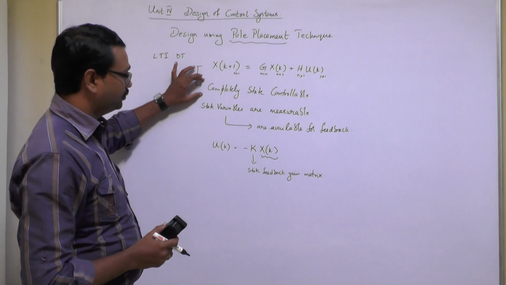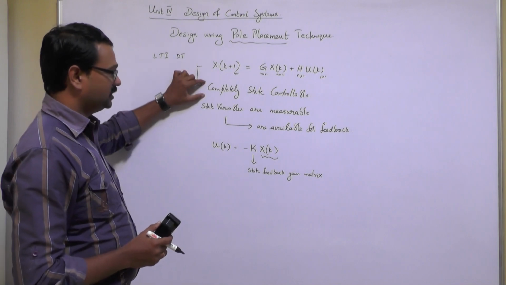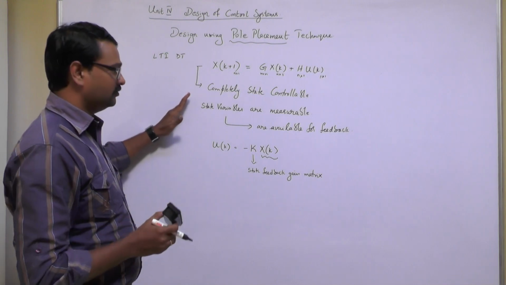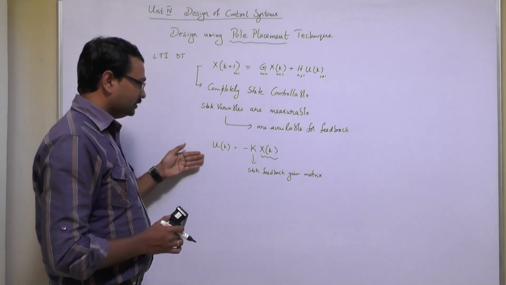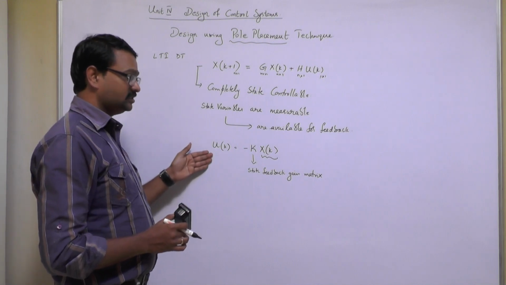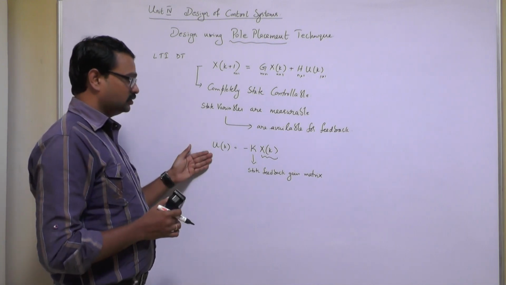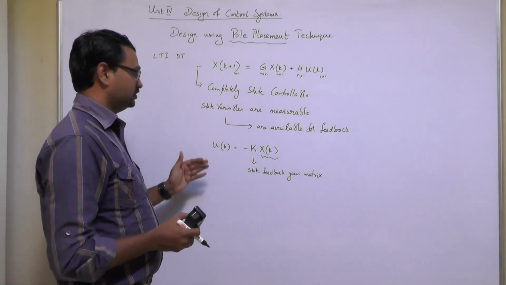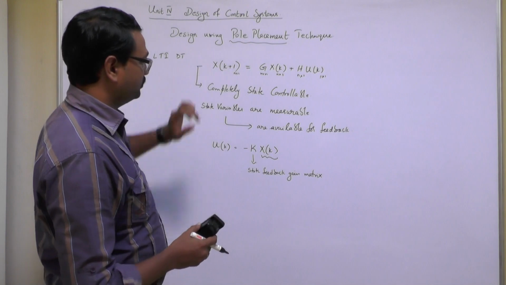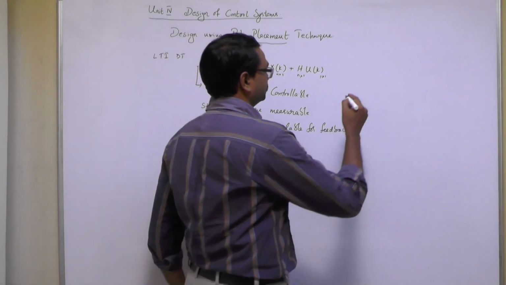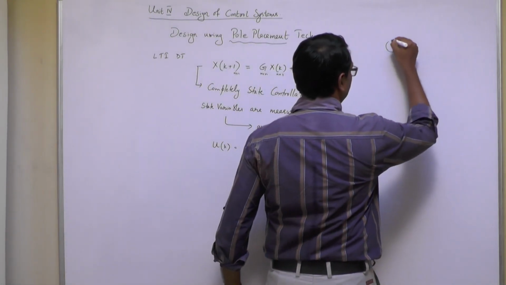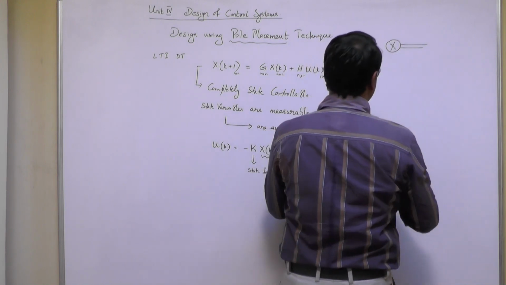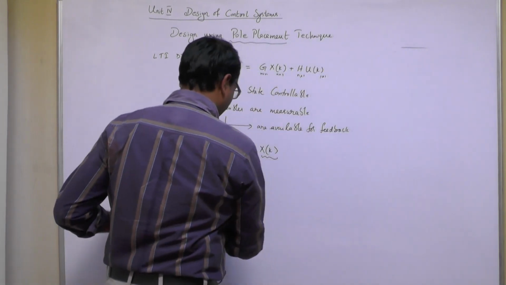So if this system is completely state controllable, which means that state variables are available for feedback, then the feedback which you are considering from x of k goes to the input. Feedback is going from output to input, and here output is our x of k. For example, let me draw this diagram here.